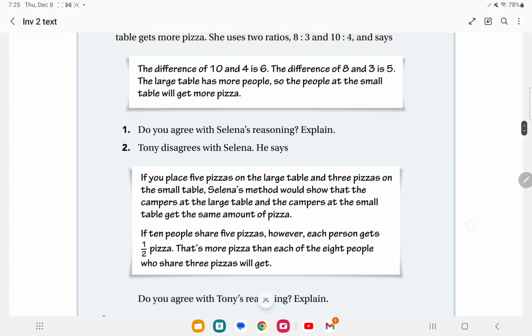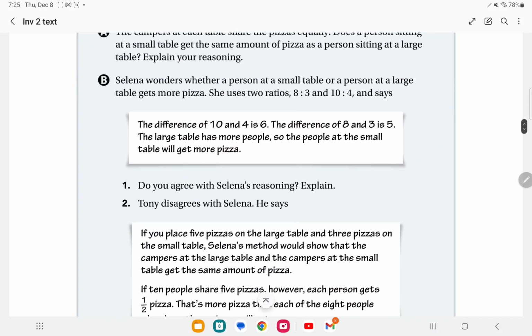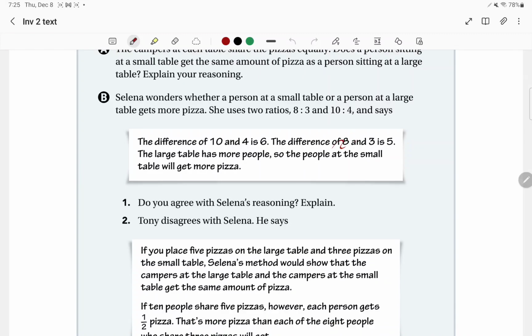Now let's take a look at part B. Selena wonders whether a person at a small table or a person at a large table gets more pizza. She uses 2 ratios: 8 to 3 and 10 to 4. So those are very similar to the ratios that we used just now. The only difference is that for 8 to 3, we used 3 to 8. So she compares the number of people at the table to how many pizzas. We used 3 to 8, where she is using 8 to 3, which is fine. There's nothing wrong with that. But let's say this is her understanding, and this is kind of how she gets her answer.